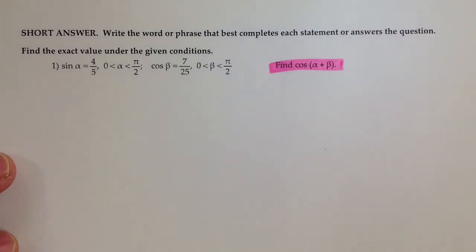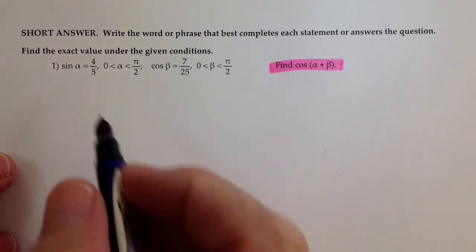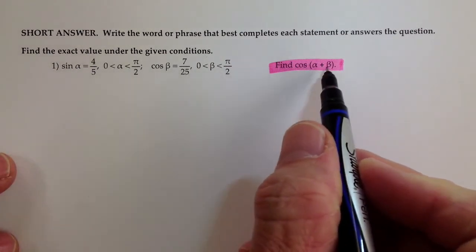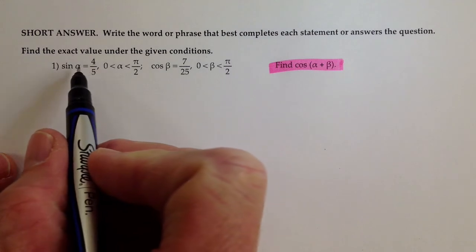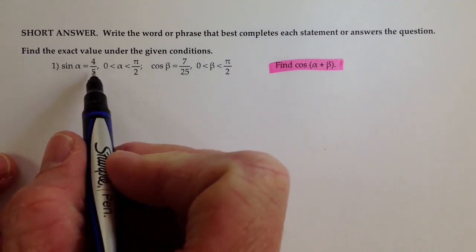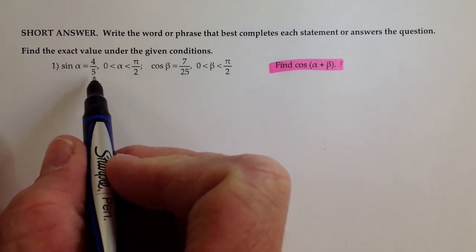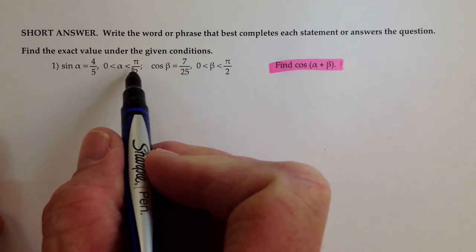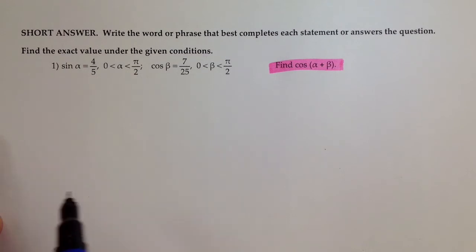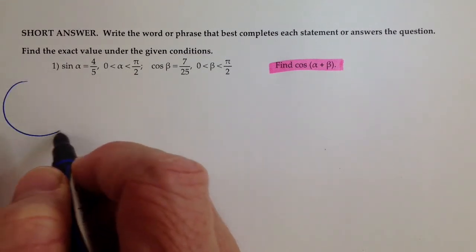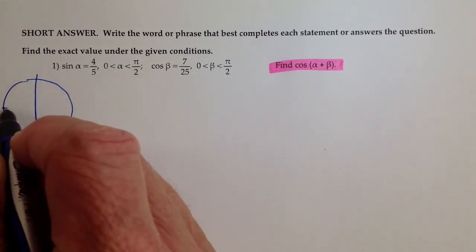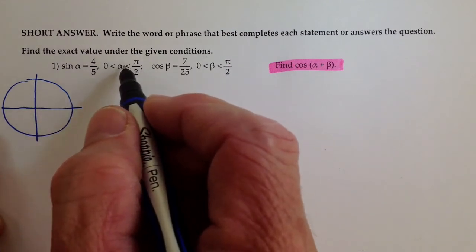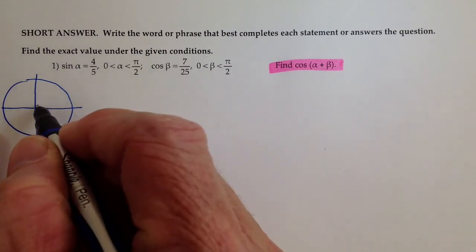Okay, so that's our goal. And we're going to use some of this information to find our goal. So we have the sine of alpha is equal to 4/5, and alpha happens to be an angle between 0 and 2 pi. Well, just like we did way back when, we're going to build a triangle in that first quadrant because it says alpha is in that first quadrant.